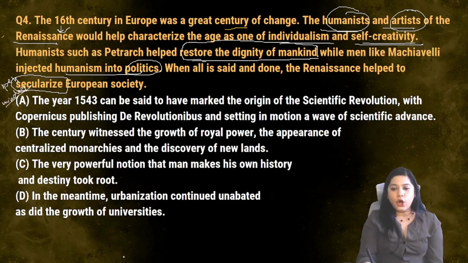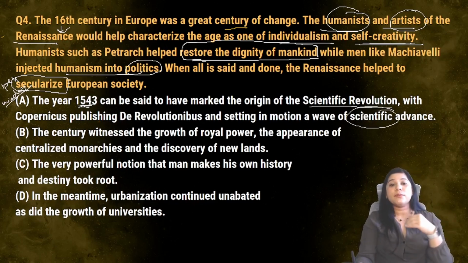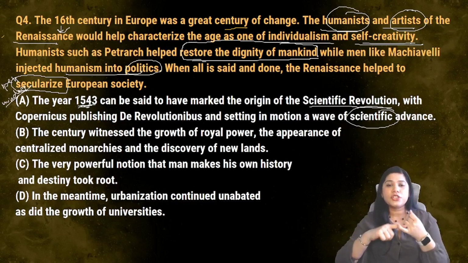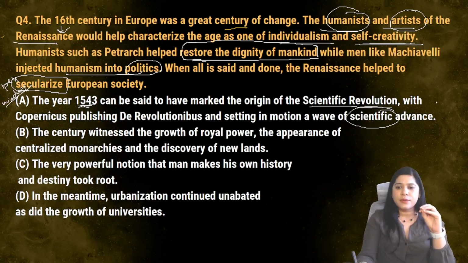So now let's read the options, students. The year 1543, just before the Renaissance, can be said to have marked the origin of the scientific revolution, with Copernicus revolutionizing the understanding of the heavens. Mostly it's not just about scientific advance. The last line is saying it's secularized, as in it started believing in everything from religion, science, art, politics, everything, not just the science. So this is limited to just science, a little narrow option compared to others. I will be eliminating this.